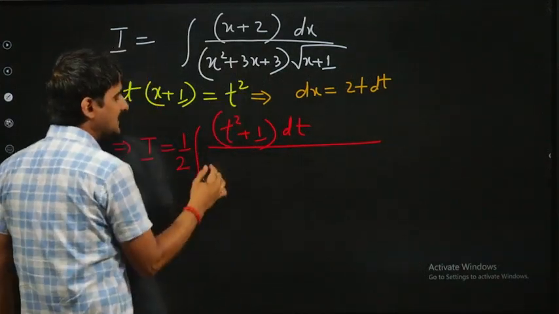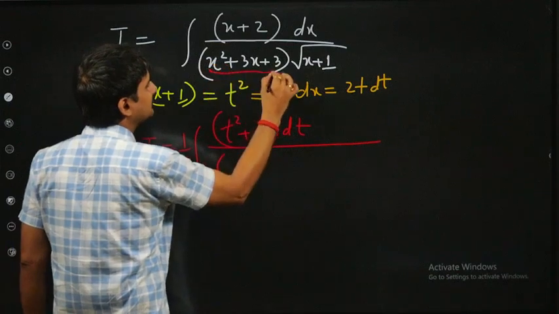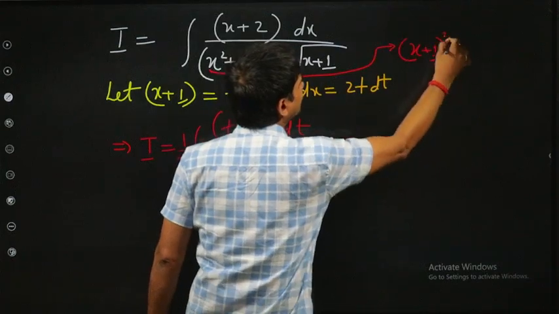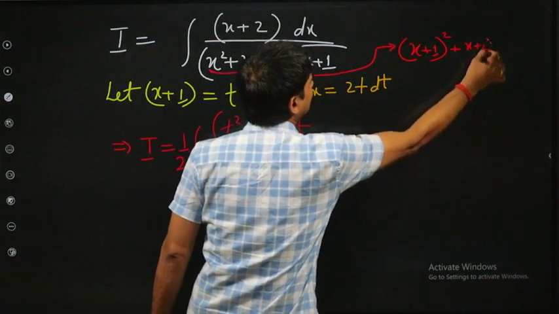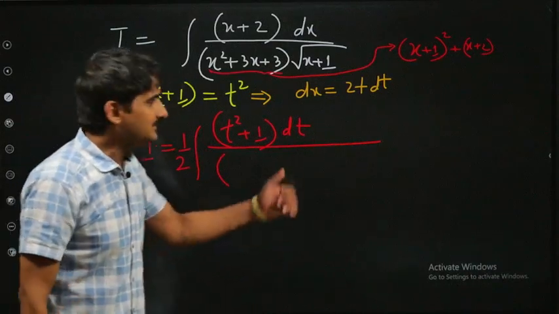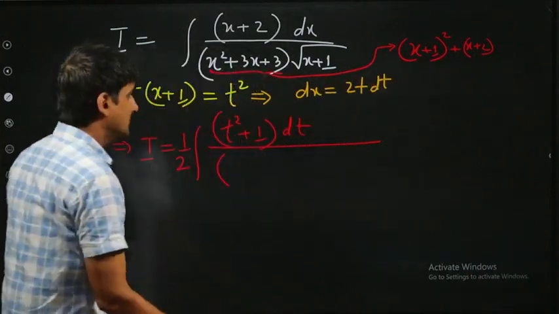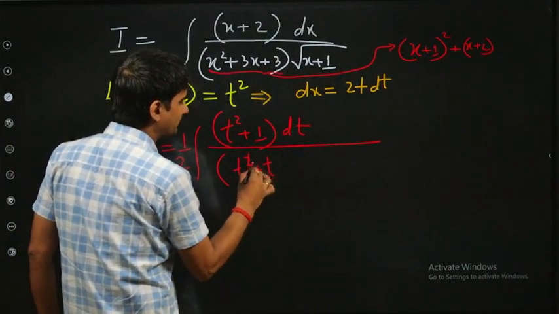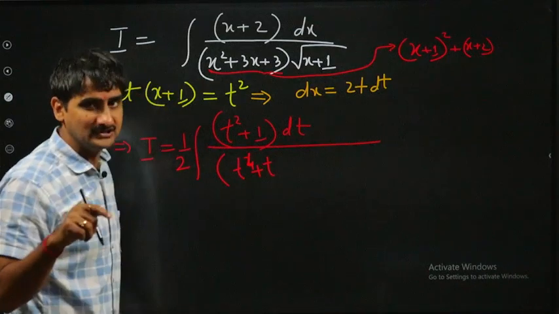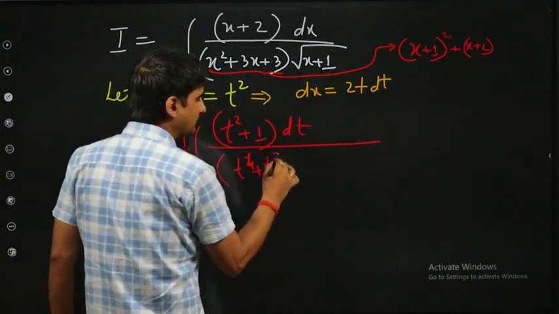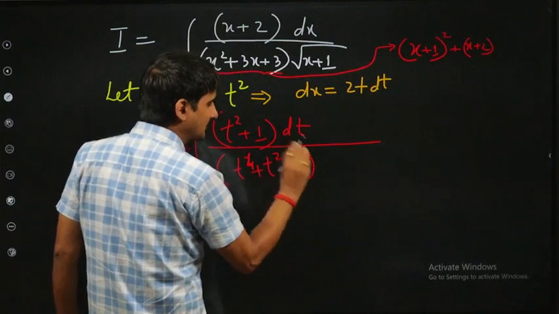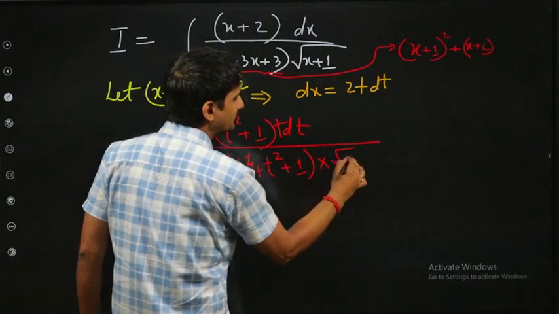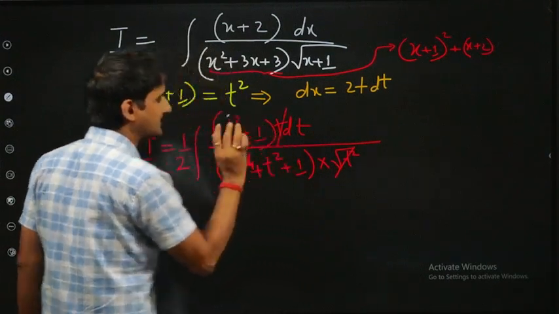And this expression, look at this. Can we write it as x plus 1 whole square plus x plus 2? So that we can directly replace x plus 1 by t square. So this is nothing but t raised to the power 4, I am sorry, because x plus 1 is t square, so t raised to the power 4 plus t square plus 1 into t here, and it's the root of t square, which is nothing but t, that gets cancelled.